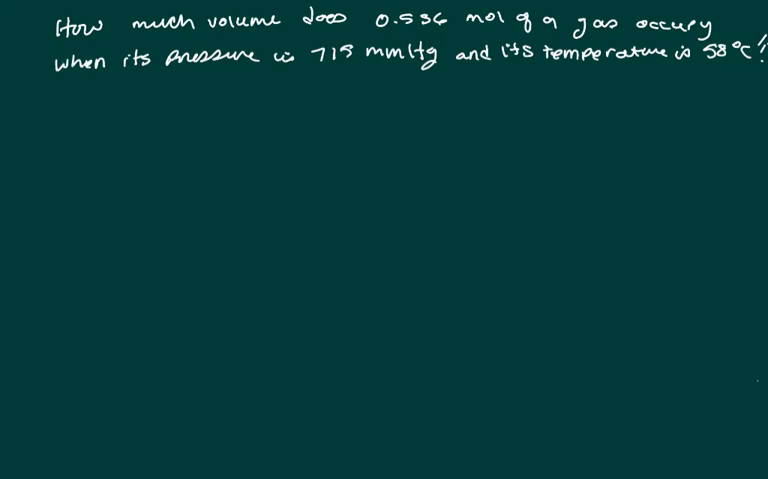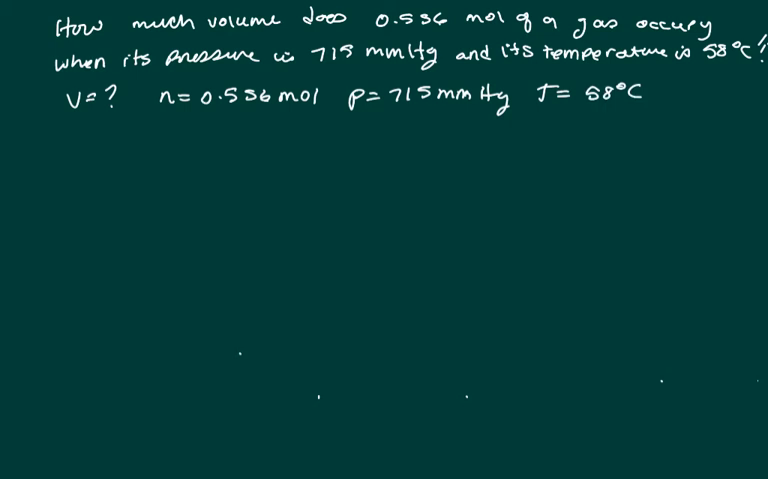Alright, how much volume does 0.556 mole of a gas occupy when its pressure is 715 millimeters of mercury and its temperature is 58 degrees Celsius? Go ahead and try this on your own and see if you get the correct answer, okay? So, volume is unknown, n is 0.556 moles, pressure is 715 millimeters of mercury, temperature is 58 degrees Celsius.